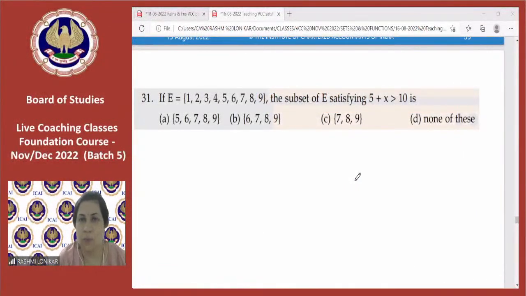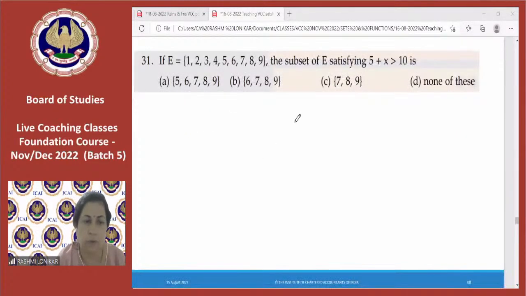Good afternoon. Welcome back. Last time we were doing sums on sets. There are a few sums which contain ordered pairs. So we will take up those sums and then we will move to today's chapter on functions and relations. Okay, so let us take this example, the 31st example.